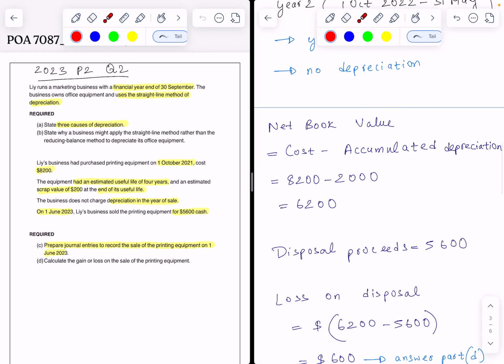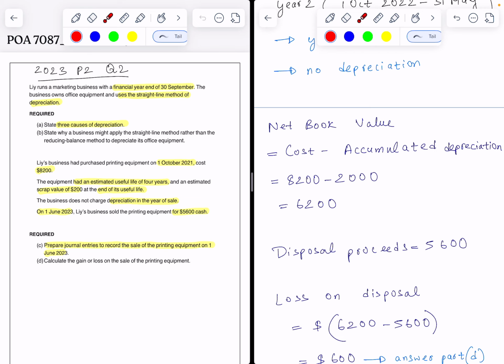Now, let's find the net book value during disposal or just before the sale of this asset. The net book value at any given point in time can be calculated as the difference between the original cost and the accumulated depreciation. The original cost of the purchase price for this equipment is $8,200 and the accumulated depreciation, which stands for the total depreciation, is $2,000, which is basically the depreciation we have calculated for year 1. And we know in year 2, which is a year of sale, we do not have any depreciation based on the business policy. So on that basis, the net book value is $6,200.